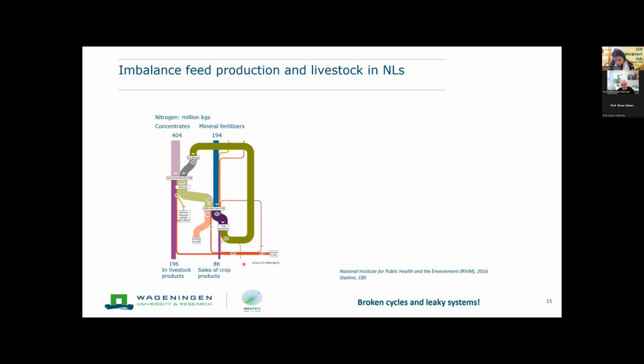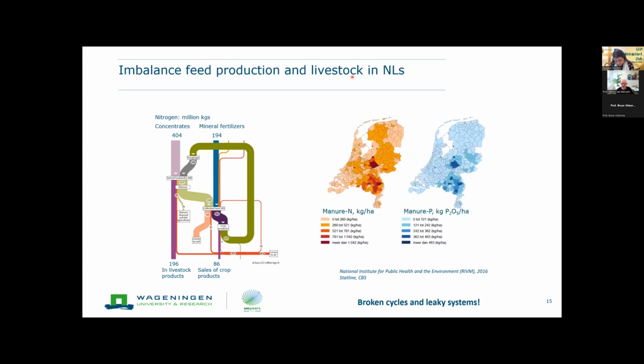So there's a 50%, let's say, use efficiency of the nitrogen in our system, and the other 50% is basically lost to the environment, or is stocking up, piling up in our system. And that comes back in the manure problem that we're facing in our country. The colors here are the density of manure nitrogen or manure phosphorus production in our country, and those that know the Netherlands can recognize, but otherwise you just have to believe me, these are the livestock dense areas in the country. So there's a huge surplus of nitrogen and phosphorus in the areas where we have a lot of livestock.